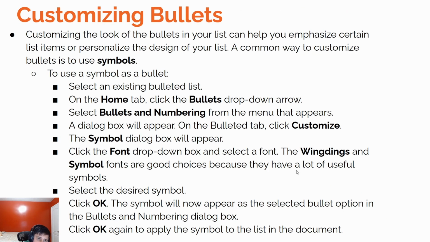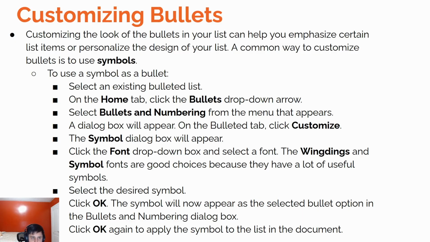Now, in terms of customizing the look of bullets in our list, it can help us sort of emphasize certain list items or personalize the design of our list. A common way to customize bullets is to use symbols. To use symbols as a bullet, we select an existing bulleted list, and on the Home tab, we click the Bullets drop-down arrow. Then we select Bullets and Numbering from the menu that appears. A dialog box will appear. Then on the Bulleted tab, we click Customize, and then the Symbol dialog box will appear.